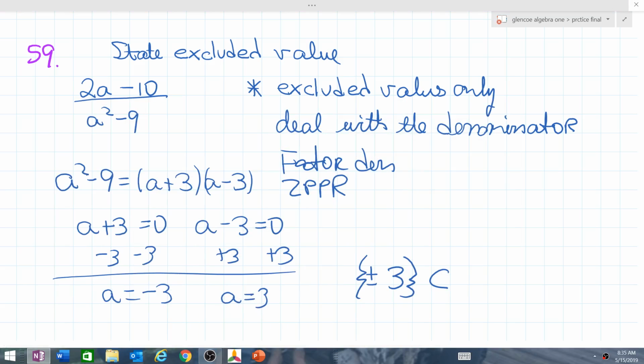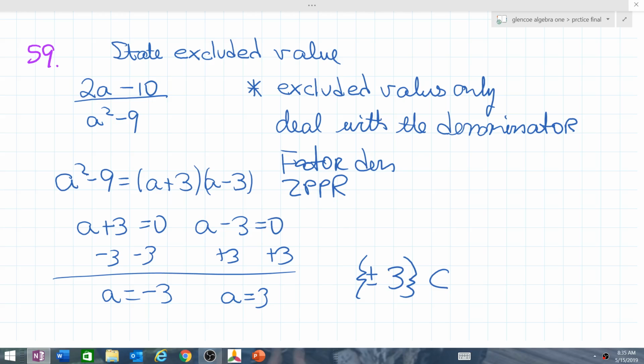This is problem number 59. Okay. 2a minus 10 over a squared minus 9. They want us to find the excluded values.